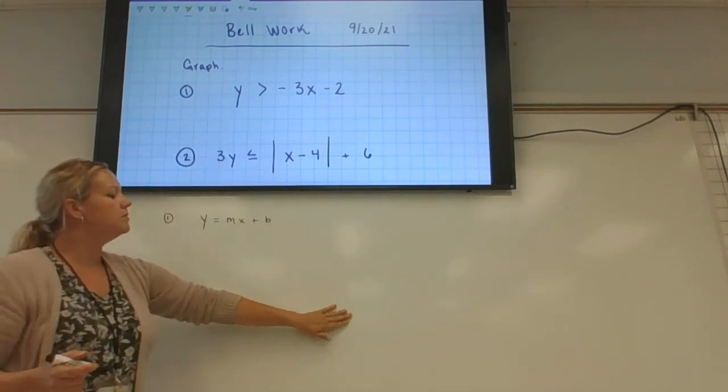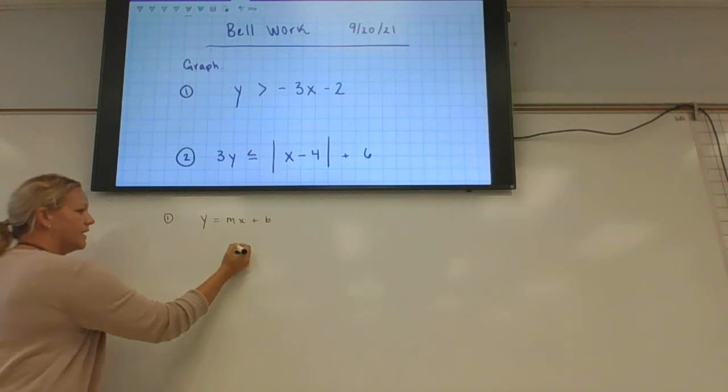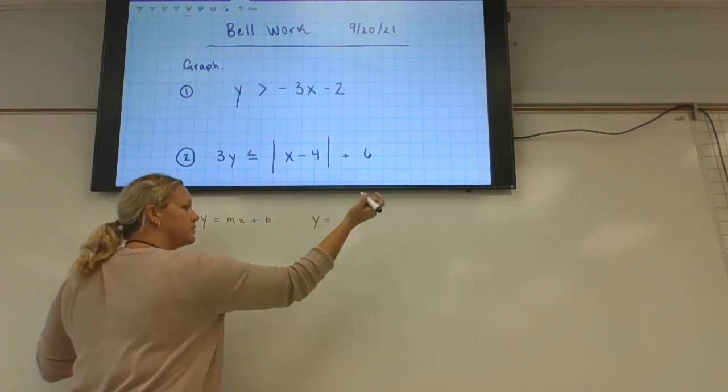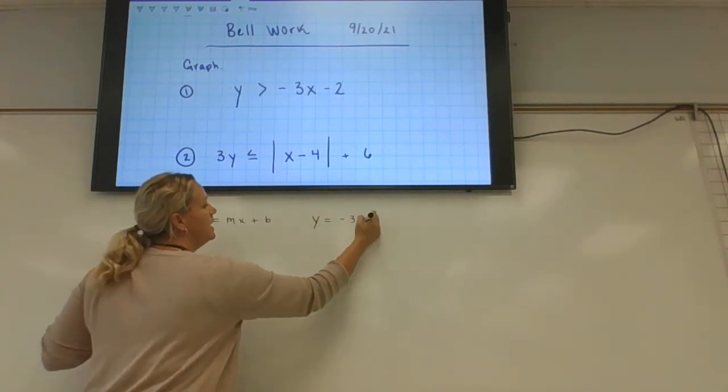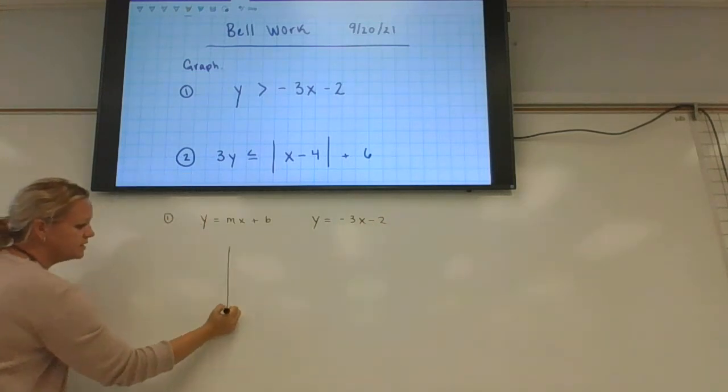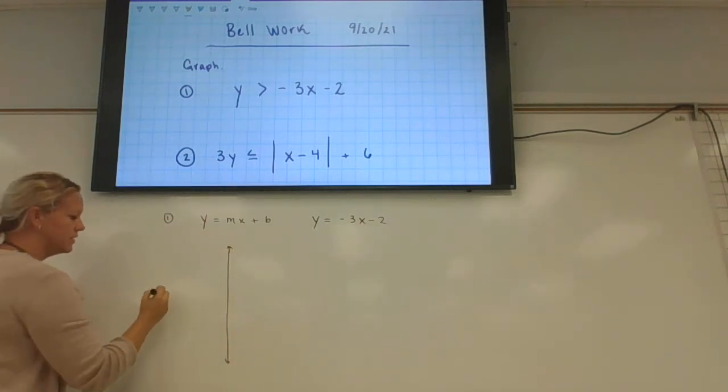So like Eva said, when we graph that line, if this was just an equal sign, like Kaylee said, we'll just pretend it's an equal sign. We'll start at -2 and then go down 3/1.